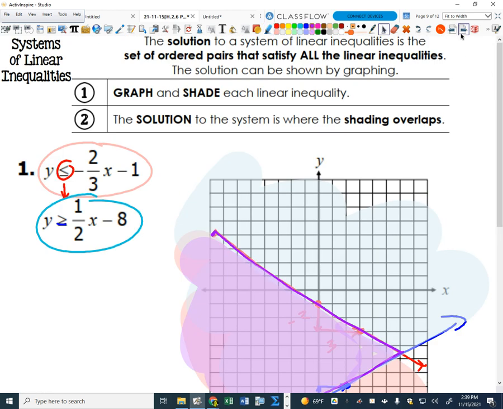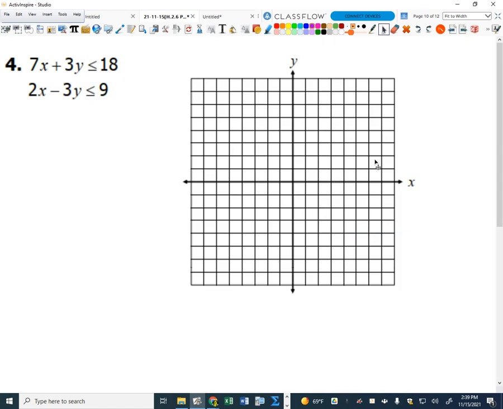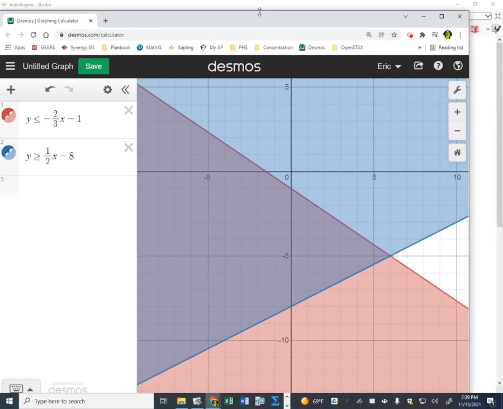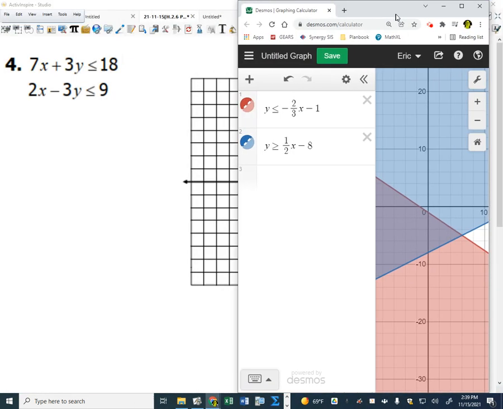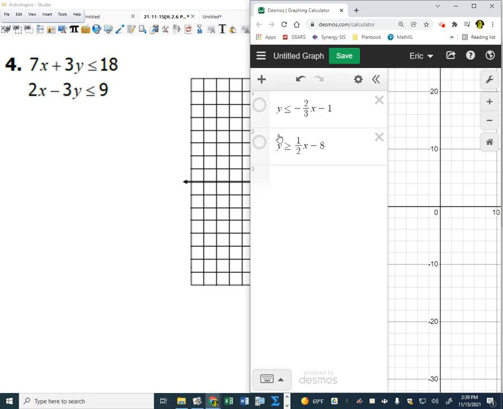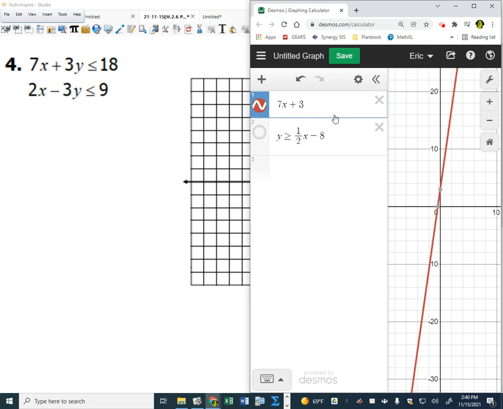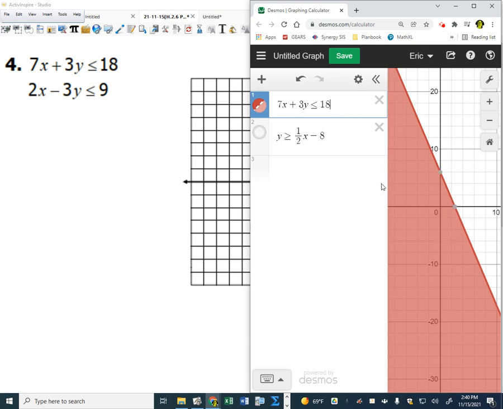One really nice thing about this is I don't have to have my lines in slope-intercept form. I could just leave it in standard form like this. Let's do this first one. So I get 7x plus 3y is less than or equal to 18, and it's fine with that, right? It doesn't have to be solved for y. Now, on the graphing calculators, on the TI-84s, you do have to isolate y. Okay, how do you do this on the graphing calculators? I'll show you that too.